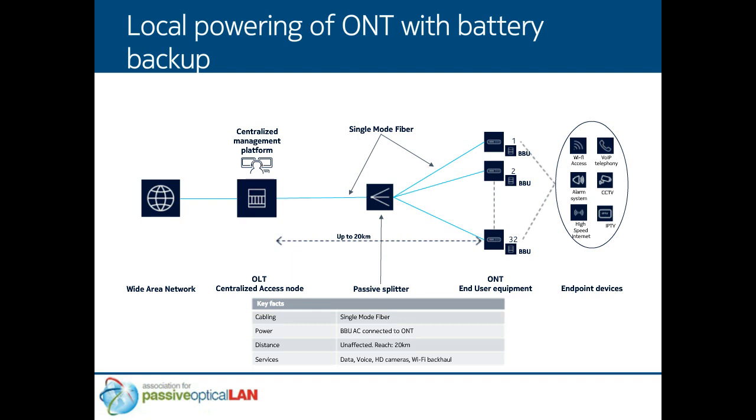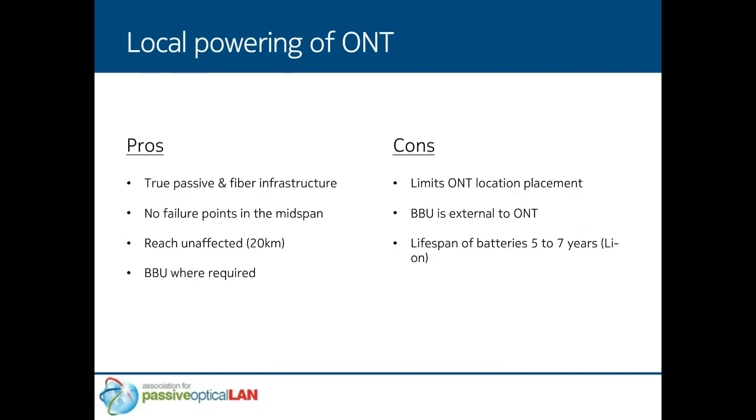Okay. The pros and cons of local powering of ONT. Well, on the pro side, it delivers on the benefits of Passive Optical LAN with a true passive fiber infrastructure. There are no active elements between the OLT and ONT, so there are no failure points in the midspan. The reach is unaffected, so one can still cover distances up to 20 kilometers. And although powering with AC power addresses most applications, in some cases a battery backup may be required.